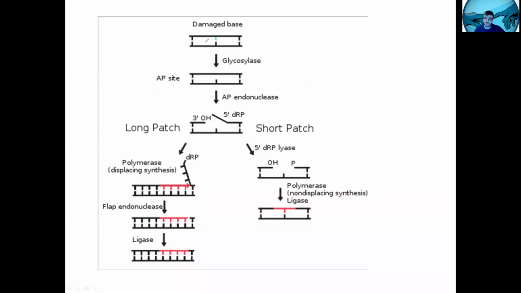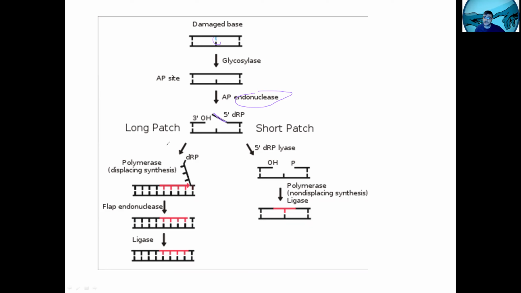You have a damaged base right here. Glycosylase comes and recognizes that there's a problem here. Endonuclease comes in. It creates this little flap, right? You can see this flap, where it kind of removes this base. If it's a short patch, say a couple of nucleotides long, it will just get rid of the flap and put in something else, like using the DNA polymerase and then ligase.